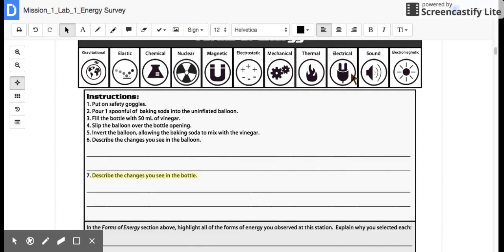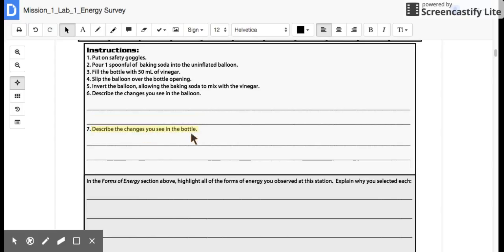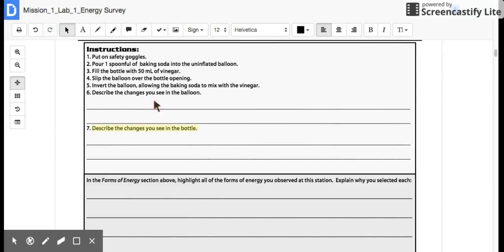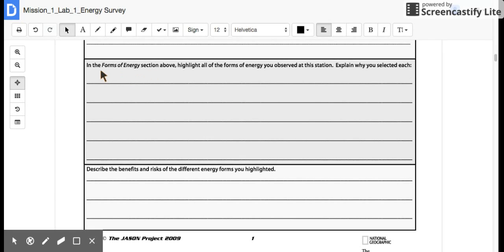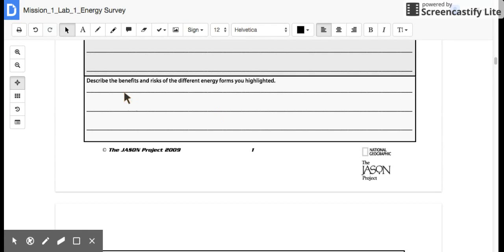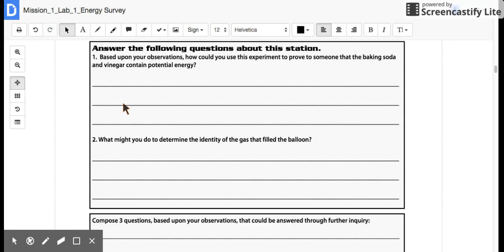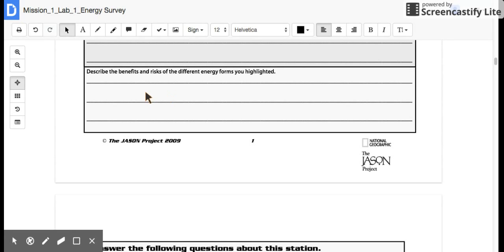All right, the reaction one. When you describe the changes in the bottle, make sure you talk about things not only that you see, but also things you heard or you smelled or you felt. Remember, we talked about temperature change. Changes in the balloon. All right, talk about what you saw there. Once again, you're going to highlight the forms of energy and explain why you selected each. Remember, if you've already described one of these in an earlier one, you no longer have to do that. You don't have to describe the benefits and risks over and over again. But if there were any new ones, definitely put it in.